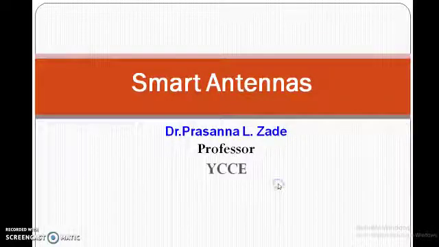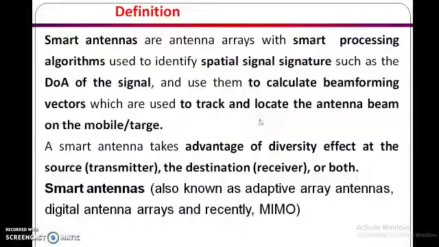Now, smart antennas are antenna arrays with a smart processing algorithm that identifies the spatial signal signature with the help of direction of arrival, and with the help of that we calculate the beam forming vectors that have to be tracked for desired users.